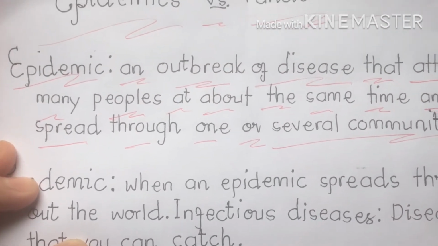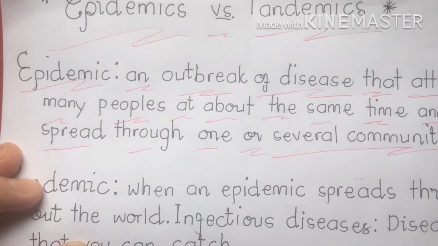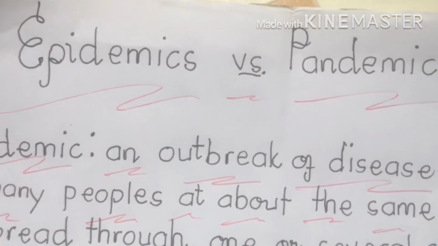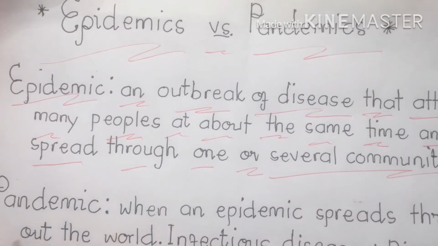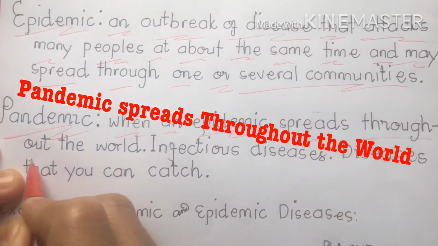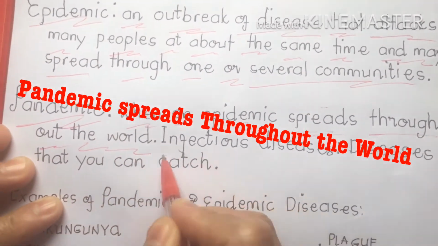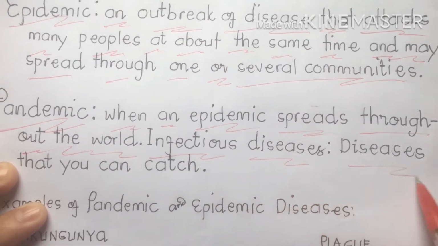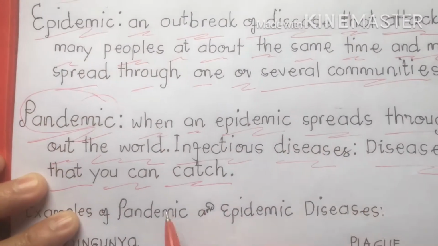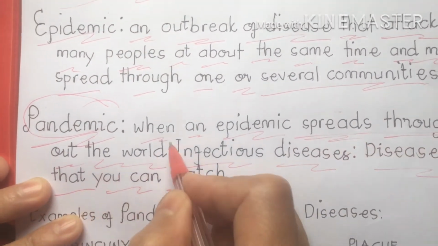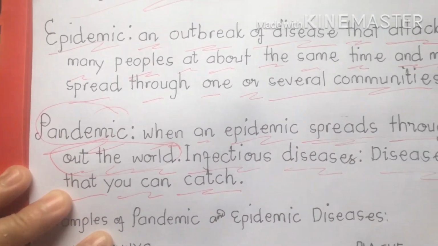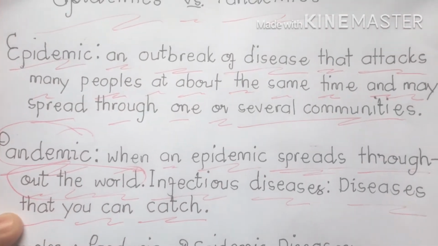Remember, class, epidemic is the term typically used to describe matters about our health, whereas a pandemic is when an epidemic spreads throughout the world. Infectious diseases are diseases that you can catch. That is what we call a pandemic, spreading throughout the world, like in the USA, China, and Canada.